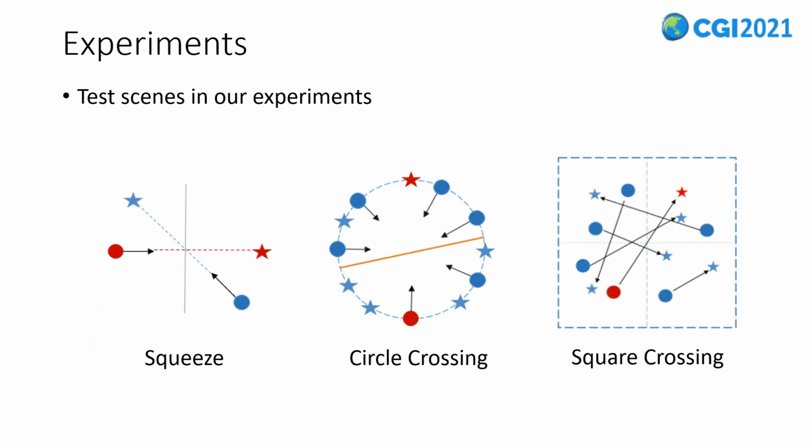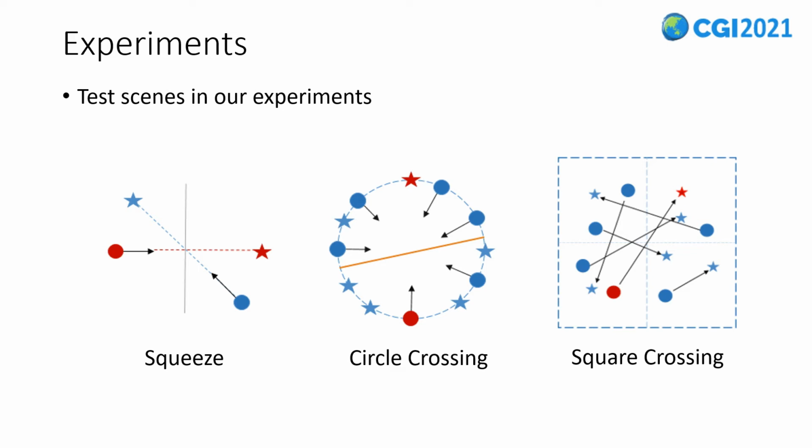We designed the following three scenes to test our model. The red disk represents the agent, the blue disk represents the virtual human, and the star with the corresponding color represents the goal of the agent or virtual human.